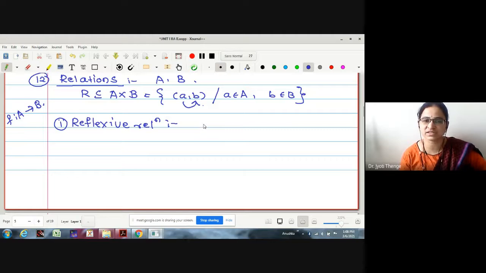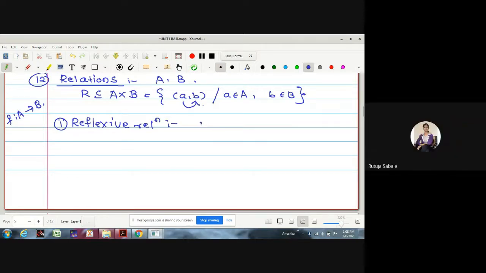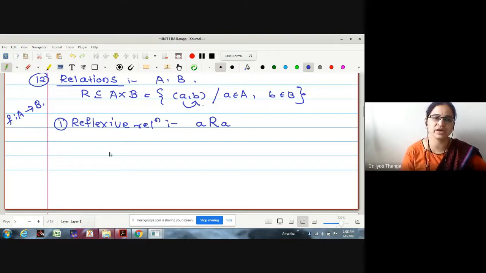A relation is said to be reflexive if a is related to a itself.